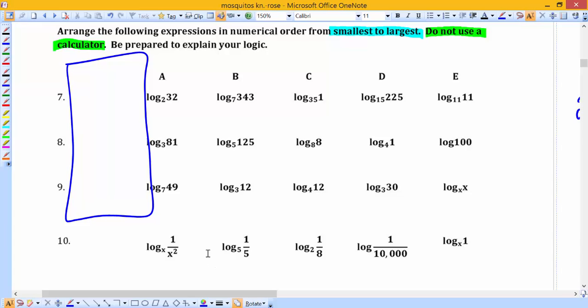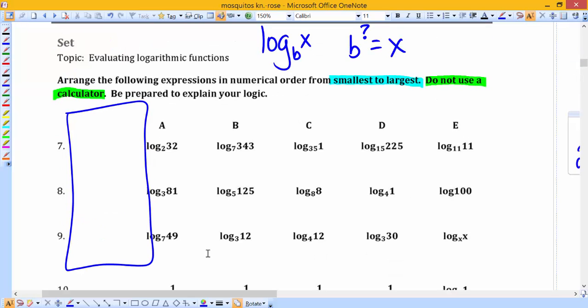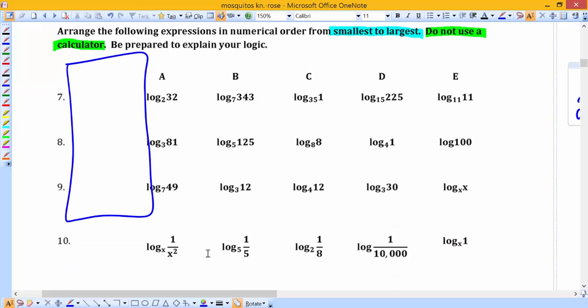All right. Oh, and also on these ones, you don't need exact values. It's not asking you for exact values. Like in number 9, you're not going to get exact values for these, but you might be able to say, oh, it's going to be between 8 and 9.